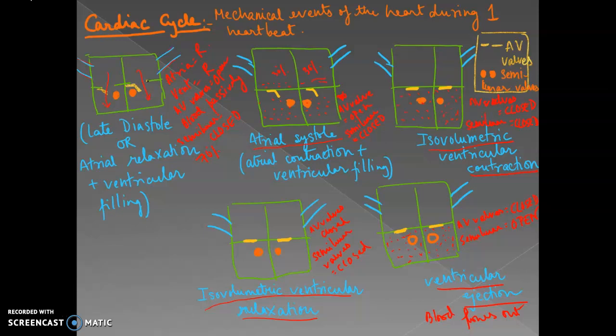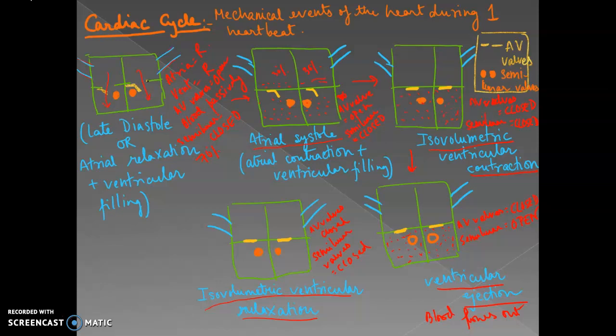The next phase, in the next phase, we see that the ventricles are filled with blood and the ventricles will just start contracting. And as the ventricles just start to contract, this is called isovolumetric contraction of the ventricle. Now, since the ventricles are starting to contract, both the AV valves and the semilunar valves are closed at this point. Next, the ventricles have contracted, so they are in full contraction mode.